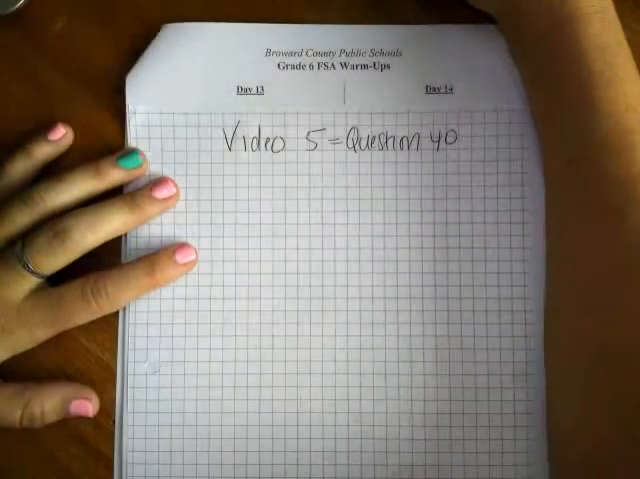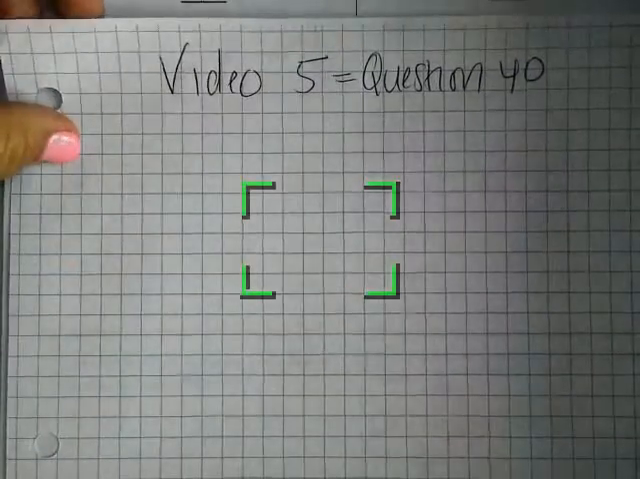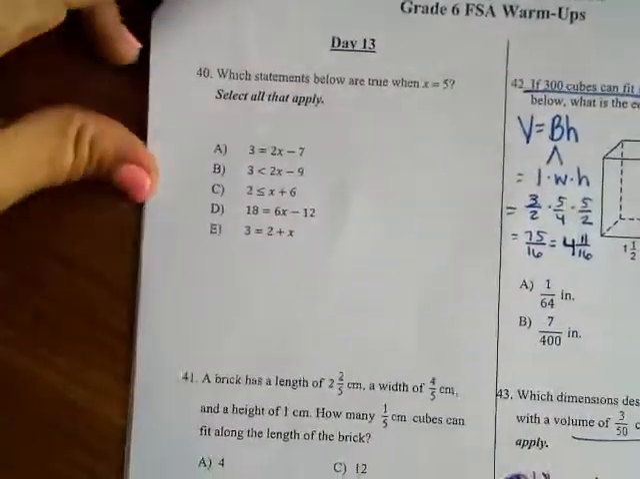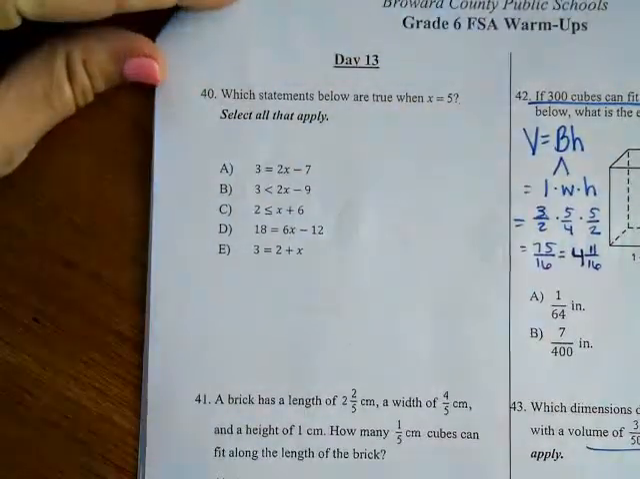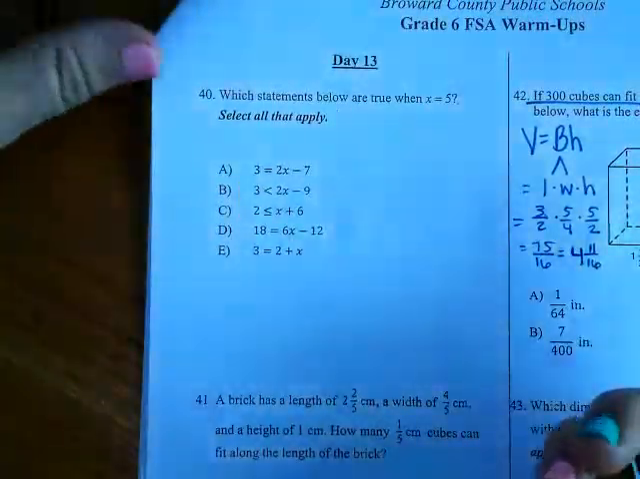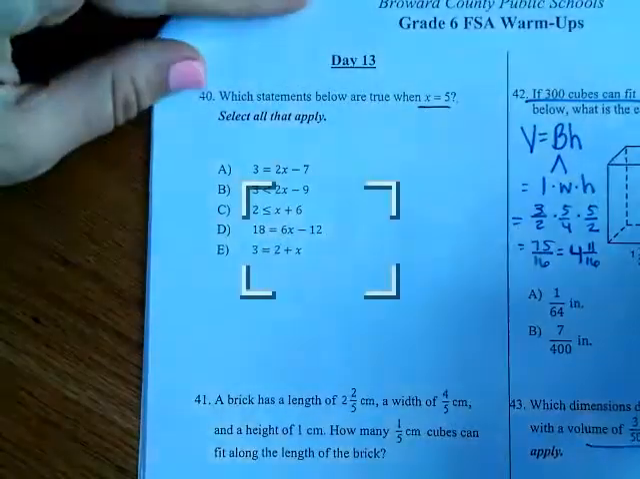All right, so we're on day 13. This is video 5, starting with question 40. Now, this question states and asks, which statements below are true when x equals 5? Meaning both sides of either the equation or the inequality need to equal out when x is 5.